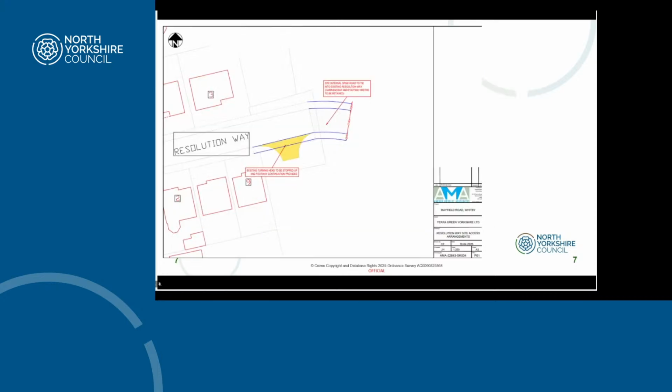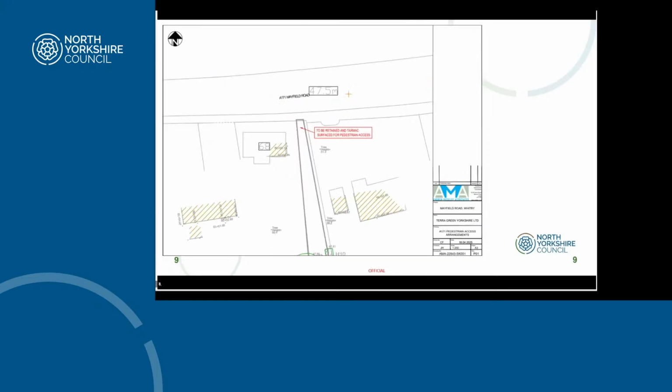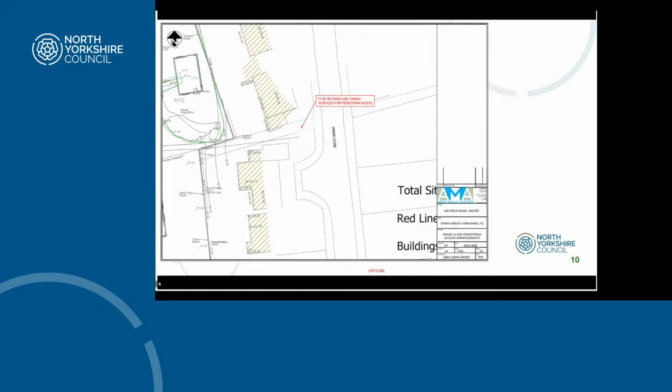And these are the engineering drawings for the accesses. So this is the one to Resolution Way. This is Pembroke Way. This is pedestrian access to Mayfield Road. And for Drake Close.